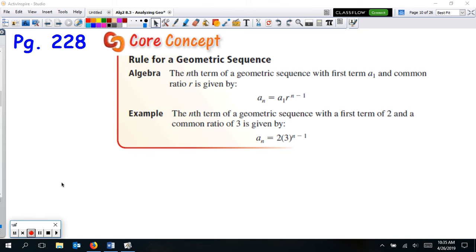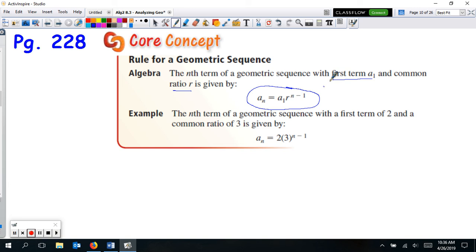And back on page 228, this core concept is now what we're going to use as a rule for writing these geometric sequences. So here is the formula, and this is something you want to highlight. This is what we use here on this one as a formula to write the rule. So here's an example of that, and it's written like this, where basically the only thing you're going to be putting in is the a of 1. So that would be your first term. So first term is a of 1, and you also need to know your common ratio r.